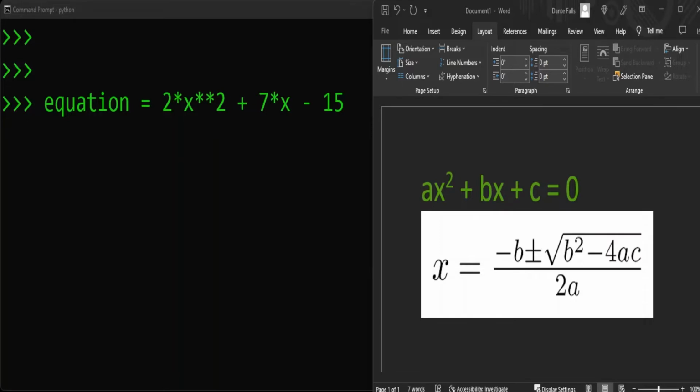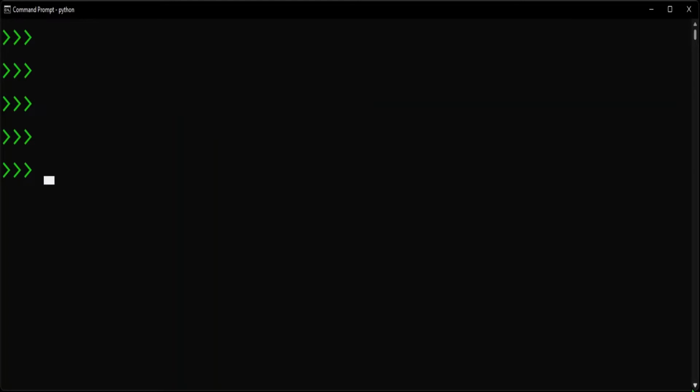This is actually 2x squared plus 7x minus 15, but written out for Python's format. So let's get right to solving this. To solve the quadratic equation 2x squared plus 7x minus 15, we're going to need to import the math module, and from math we're going to need to import square root. All right, so let's get right to it.